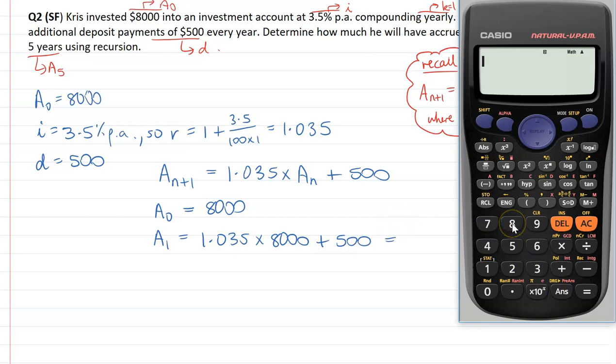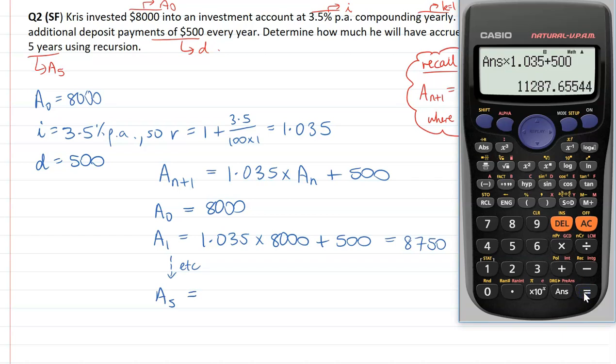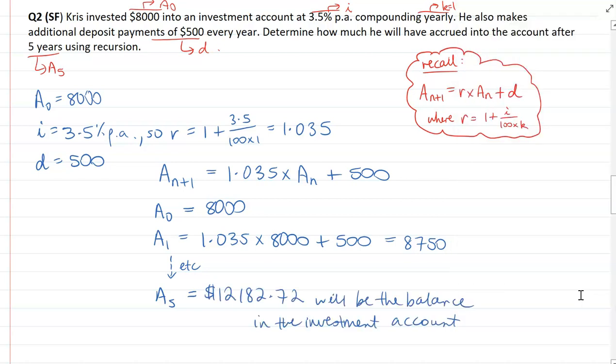Again, popping that into our calculator. Remember to store our principal amount, then use the answer with the rate and the deposit added on. So there's after the first year, second, third, fourth, fifth year, the balance will be $12,182.72. Our friend Chris will have $12,182.72 in his investment account at the end of that 5 years.